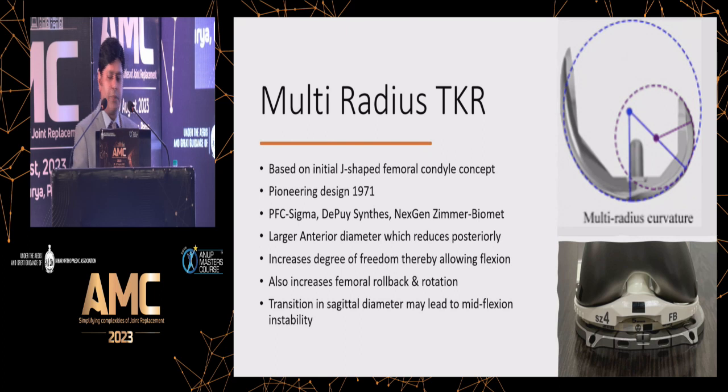Now coming to multiple radius knee, why is it called multiple radius, or at least two radius? It is that the center of the radius shifts backward, so it is based on the thought that the distal femur is J-shaped design, and it has got larger anterior diameter, which reduces posteriorly and thereby increases the degree of freedom, thereby allowing more flexion.